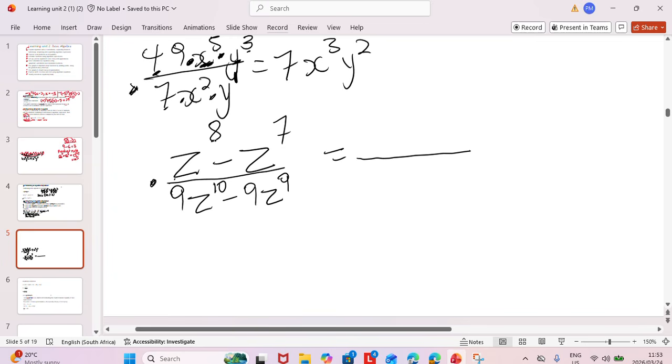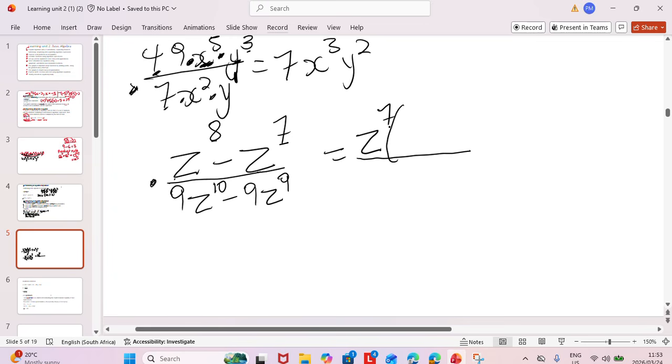Z to the power of 8 minus z to the power of 7. You are factorizing the numerator, what you have on top, first. Forget about what you have on your denominator. So factorizing, we are going to take the z with the smaller exponent between those two. Z to the power of 7, and then after that, open a bracket.